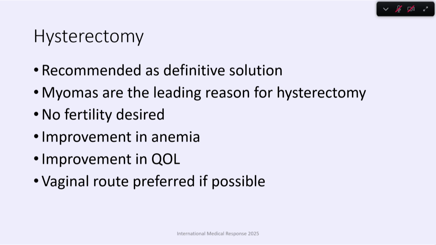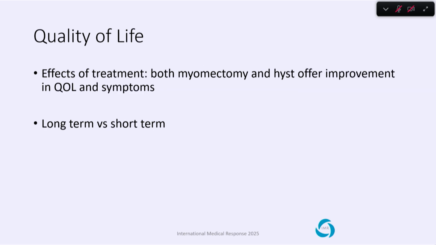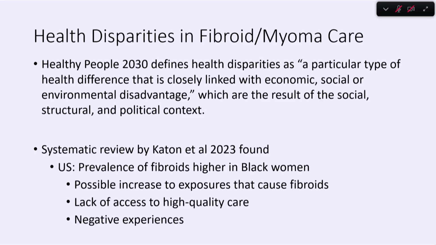There's improved quality of life, and if possible, the vaginal route is preferred just because it's minimally invasive and it has lower complication rates. It's better for the patient. And as a primarily vaginal surgeon, I always try to make a push for it if it is possible, because sometimes the uterus may be so big with the myomas, it may be physically incredibly challenging. Again, ultimately, we want to focus on quality of life. The effects of doing myomectomy and hysterectomies do offer improvement in quality of life symptoms, both in long-term and short-term studies.